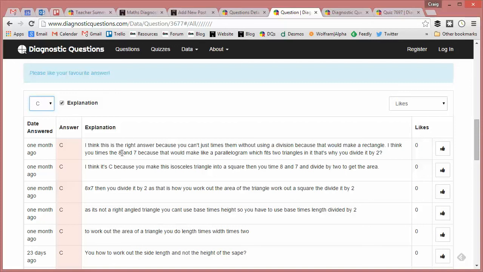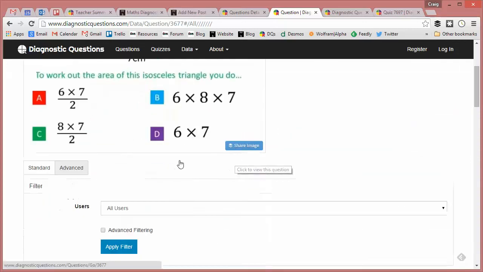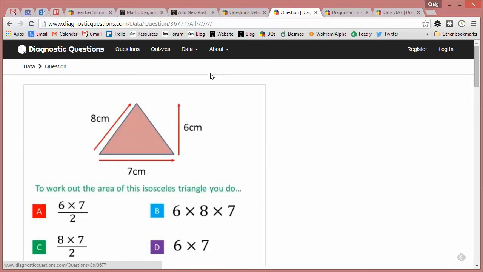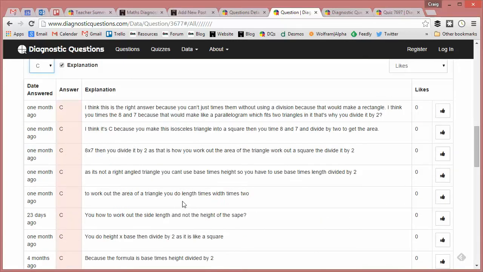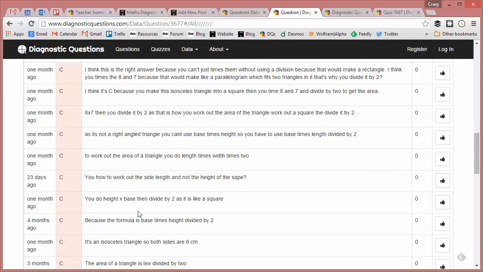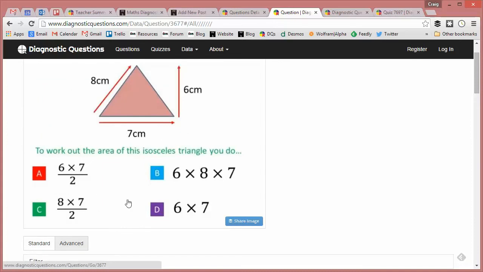And again, there you go, "I think you times the 8 by 7 because that would make a parallelogram." I think that's a really interesting way of describing it. They can see that if you fit 2 of these together, you're going to get a parallelogram. But then they think to do a parallelogram, you times by the diagonal, not the perpendicular height. And then you just get it all the way down, base times height divided by 2 as it's like a square. So again, these students are selecting the wrong height to times by.